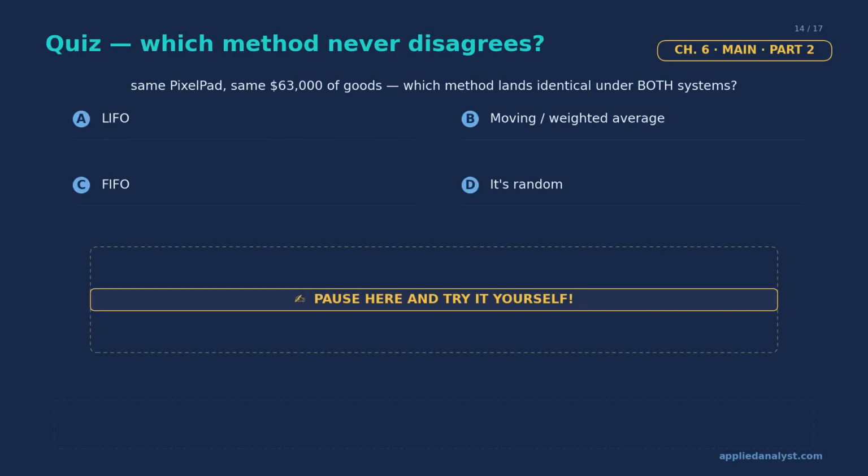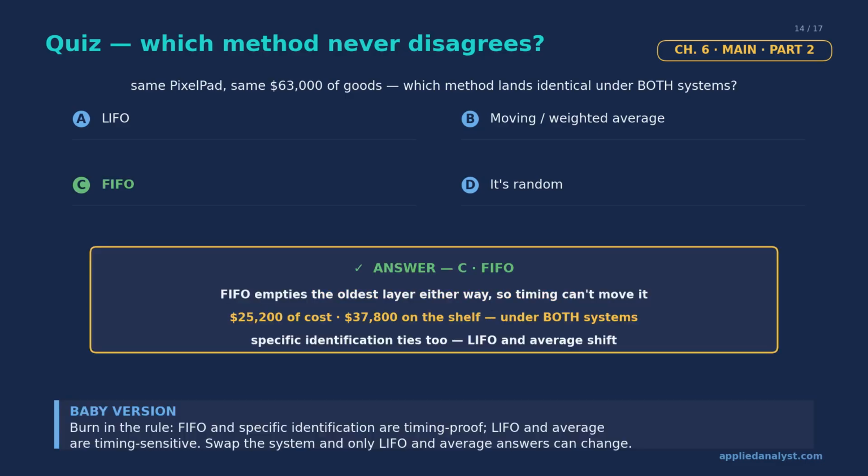Same PixelPad, same $63,000 of goods, under both perpetual and periodic. Which cost method lands on the identical answer? A. LIFO. B. Moving or weighted average. C. FIFO. D. It's random. Pick one before you hit play. The answer is C. FIFO.